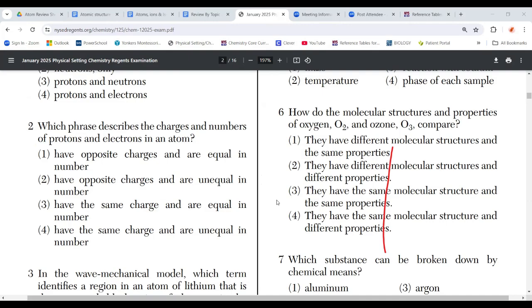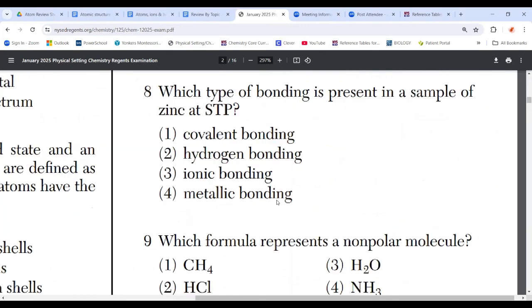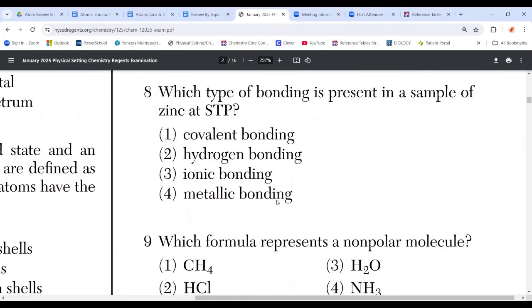All right, so let's head over to our next question, question number 8. What type of bonding is present in a sample of zinc? The fact that it's at standard temperature and pressure is not all that important, but all metals are solids at standard temperature and pressure. And if you're dealing with a pure sample of a metal or a metal alloy, which is a mixture of metals only, they're not bonding with nonmetals, then you are dealing with metallic bonding.